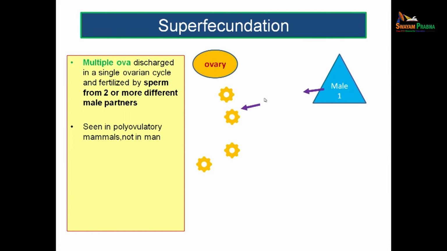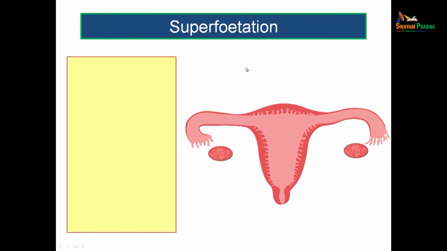So, these are the oocytes which are liberated during one ovarian cycle. And what happens? This is the first male partner and this is the second male partner, and they are sending their sperms, and most of the oocytes which are released in a single ovulatory cycle will be fertilized by different sperms. It can be of the same partner or different partners. Such a condition is known as superfecundation, and this is actually seen in polyovulatory mammals and this is not common in human beings.